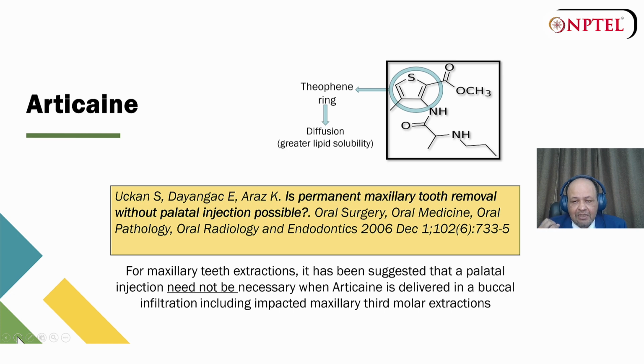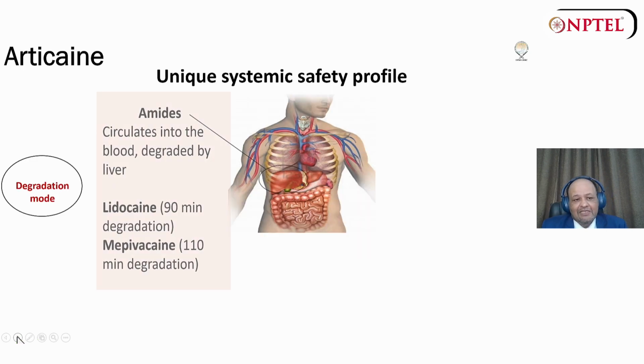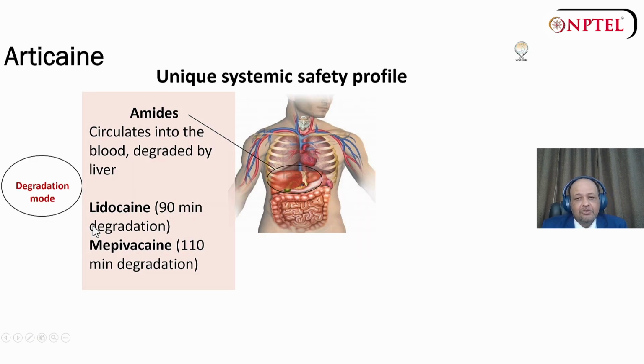Now, maxillary permanent tooth removal without the palatal injection is possible with articaine, because, like I said earlier, the diffusion through the bone is very good. So it reaches the palatal root also, as well as the palatal mucosa, and in this way we can carry out extractions where you don't need to give a palatal injection. The palatal injection is one of the most painful injections, even if you use a topical anesthetic or techniques where you distract the patient. It is very painful. Articaine overcomes all that and gives you a good anesthesia for the removal of the maxillary molar.